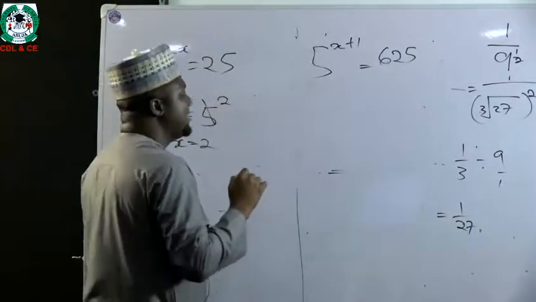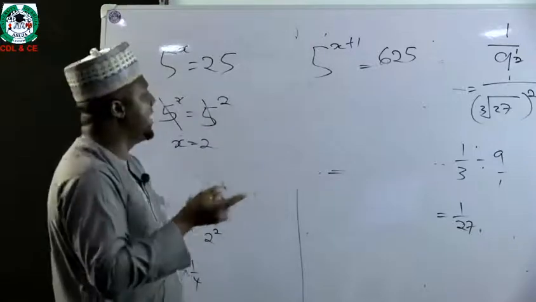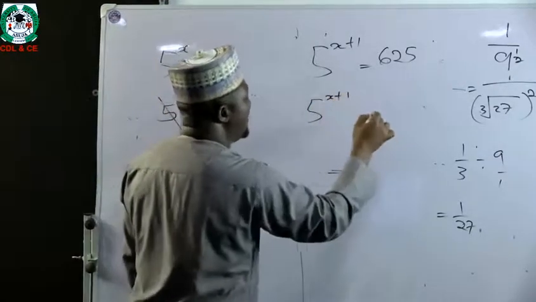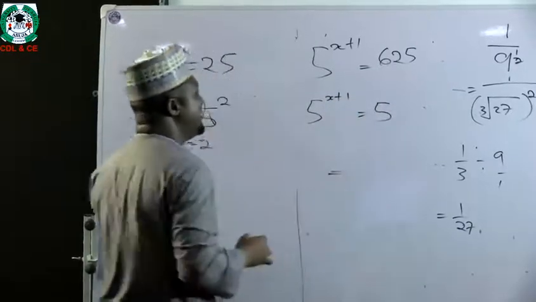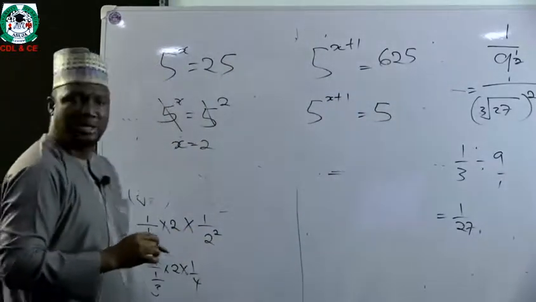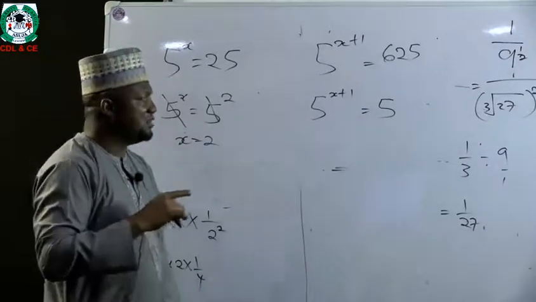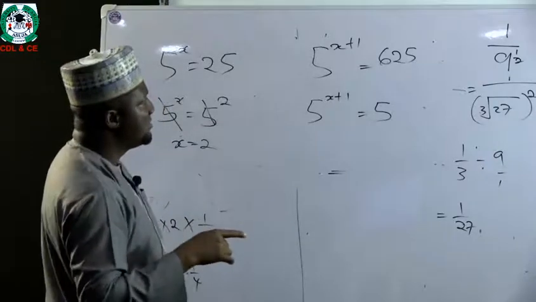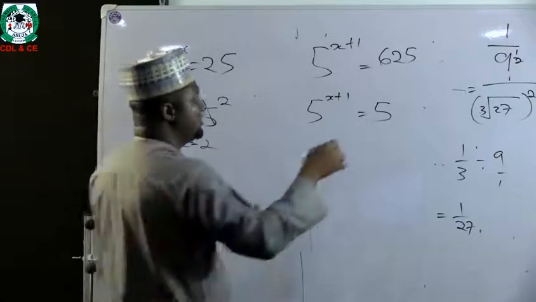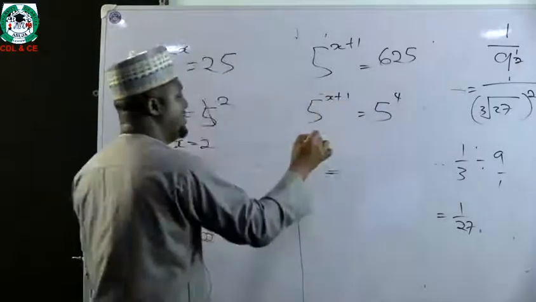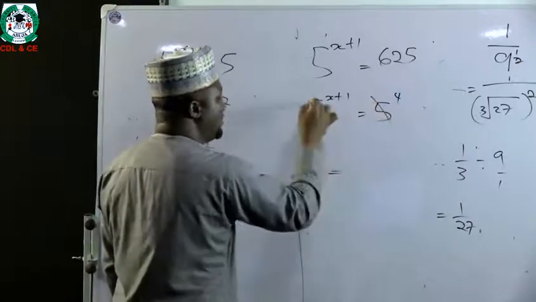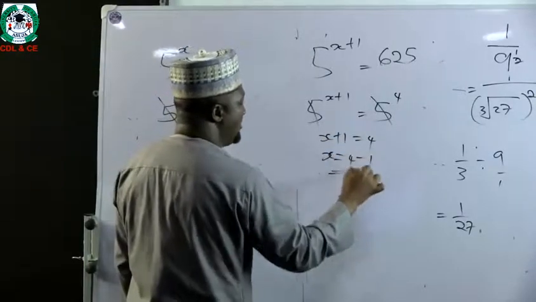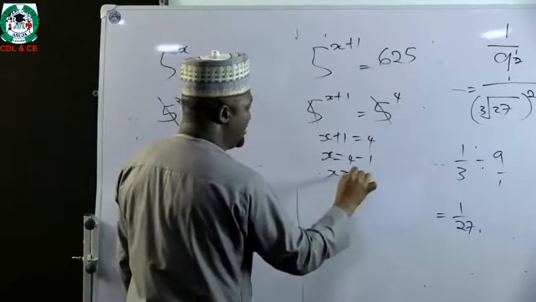625 is a factor of 5. However, this is (5 raised to power x plus 1) raised to power 5. 5 raised to power 3 is 125, 5 raised to power 4 should be 625. Then, since the bases are equal, we cancel. We have x plus 1 equals 4, then x equals 4 minus 1, then x equals 3.